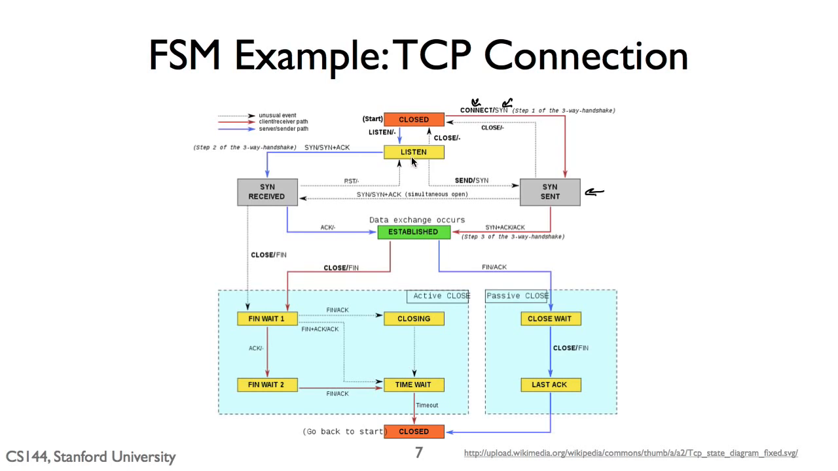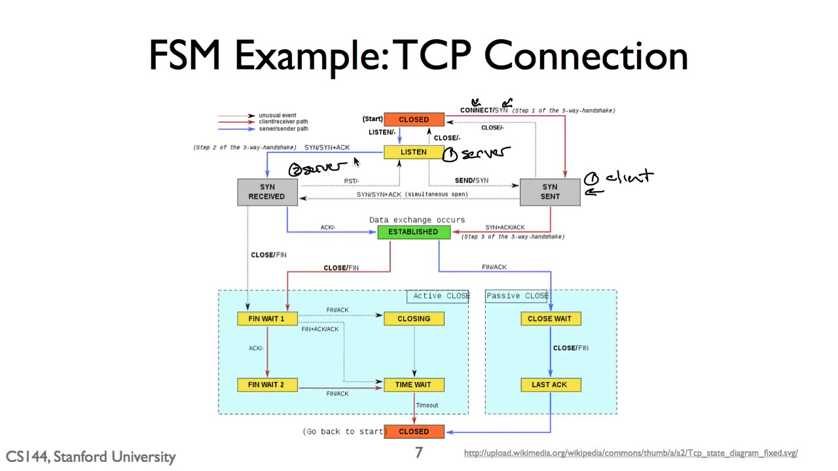Once the first SYN is sent, the client is in the SYN sent state and the server is in the listen state. When the SYN arrives at the server, this leads to this blue transition. You can see the event is receiving a SYN message. The action is to send a SYN-ACK message in response. Now the server is in the SYN received state.